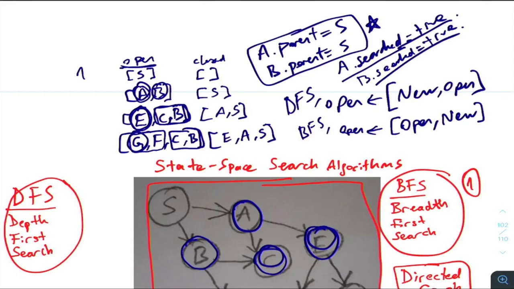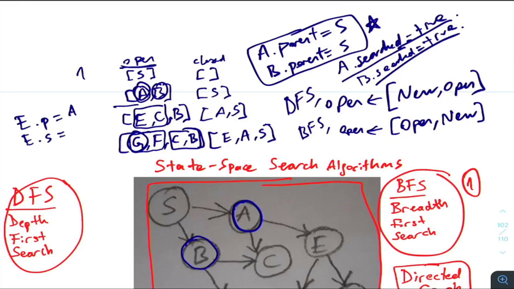And for the children of A, I made a little mistake, not a big deal, but what are the children of A? C and E. So as soon as you generate that, you also indicate A dot parent equals S, A dot search equals true, right? And you also do that for C: C dot parent equals A, and C dot search equals true. Maybe you would like to update the depth too.